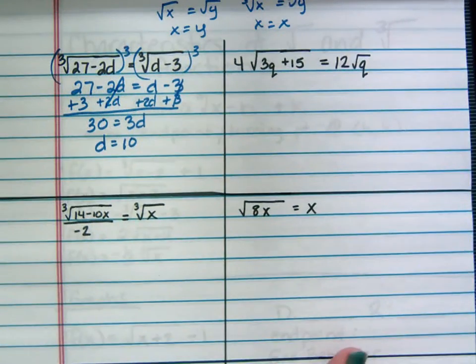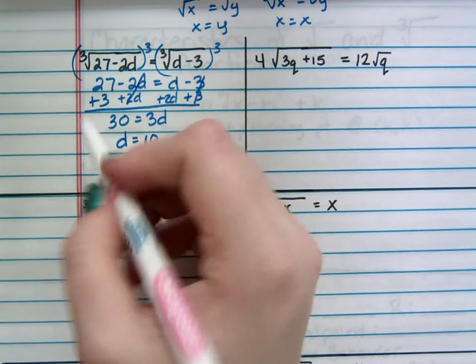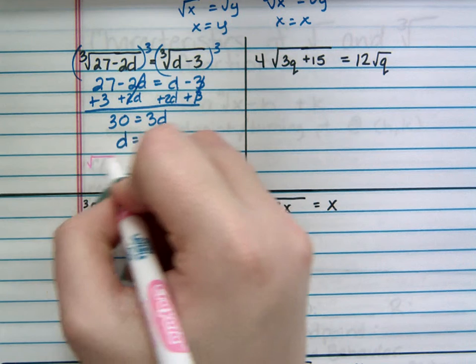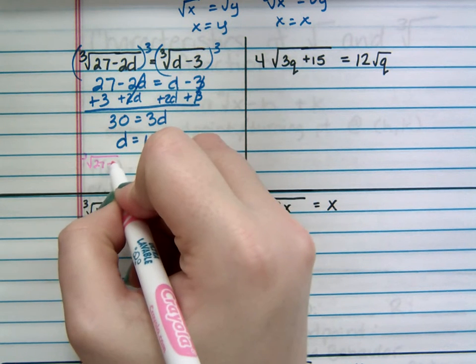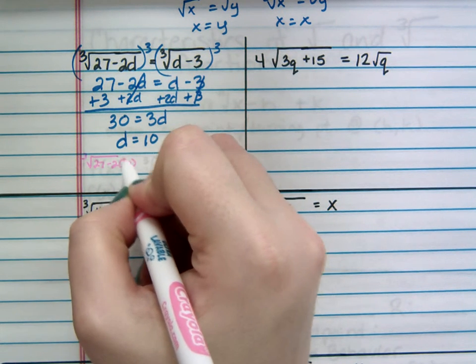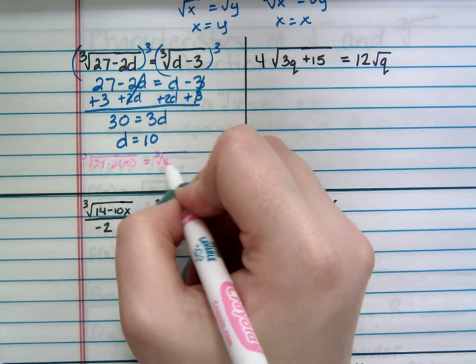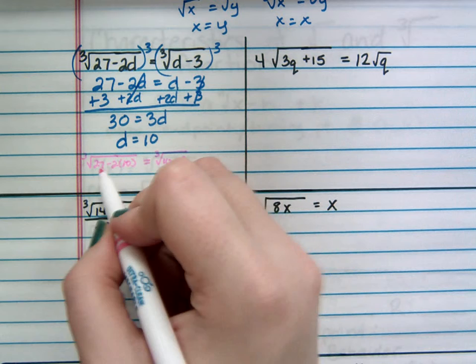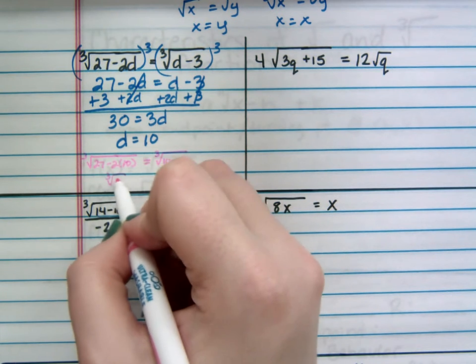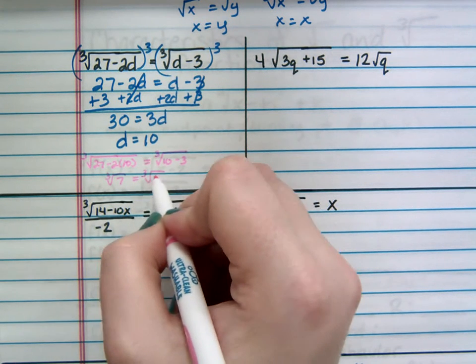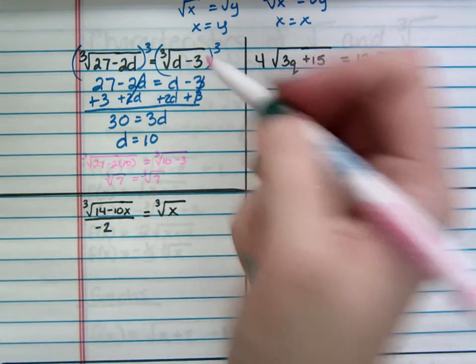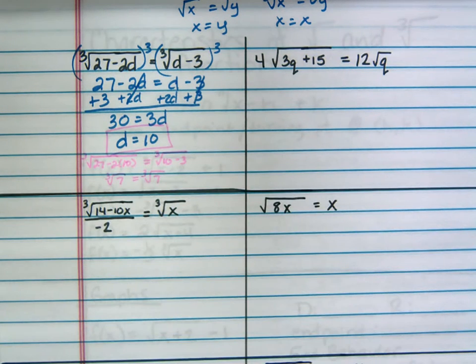But you must always check your answer. So if I do the cube root of 27 minus 2 times 10, hopefully it'll end up being equal to the cube root of 10 minus 3. Now, in this case, we get the cube root of 7 equals the cube root of 7. So it checks out, making 10 my answer.